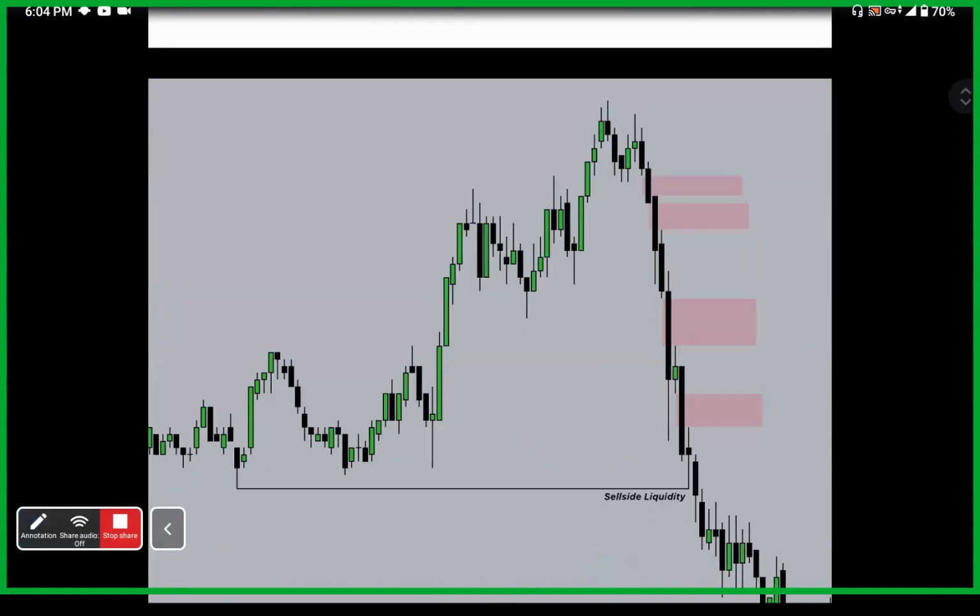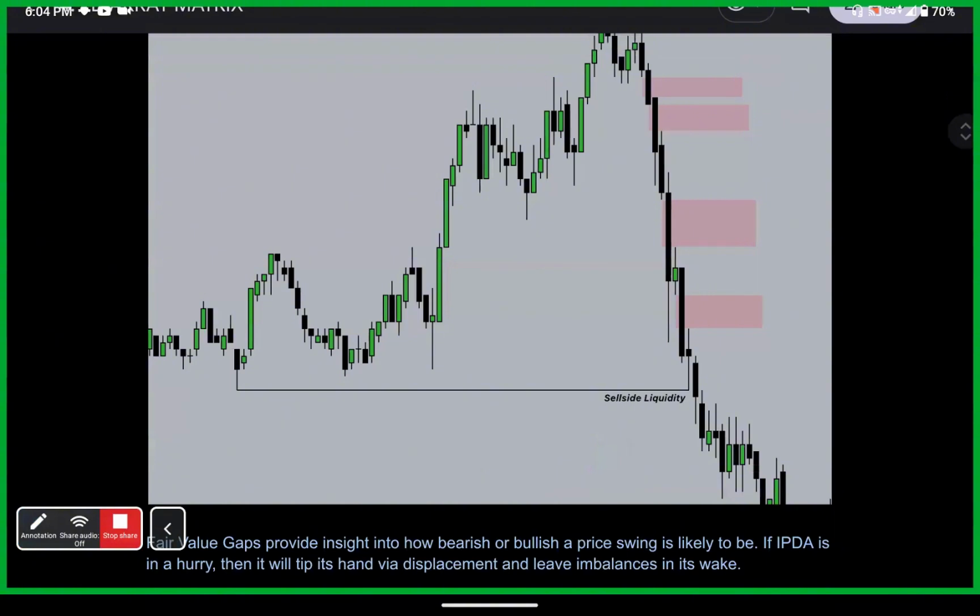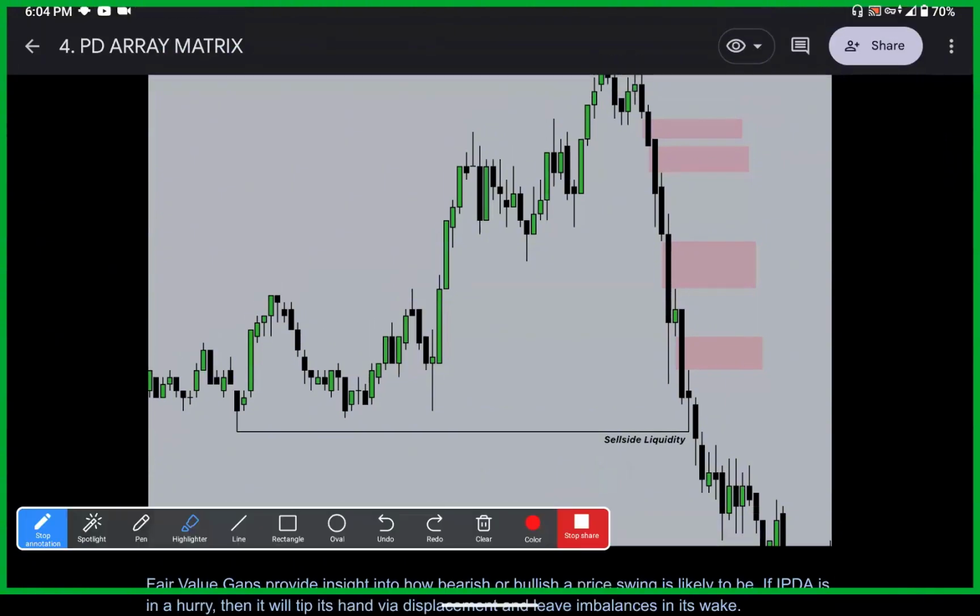Another illustration, then we go on chart. I'm going to repeat again. You see this gap that is left, those are what we call fair value gaps.